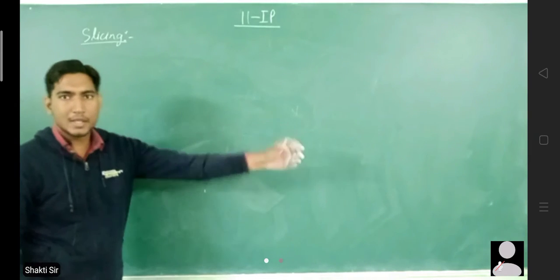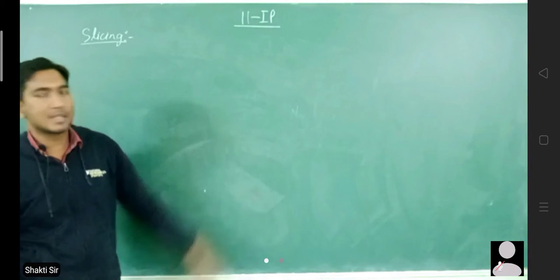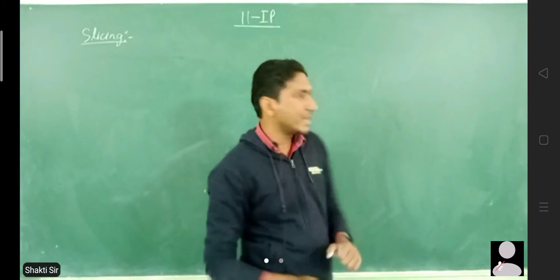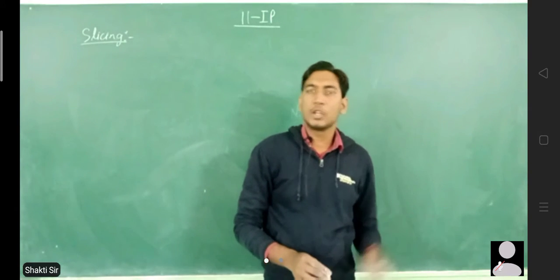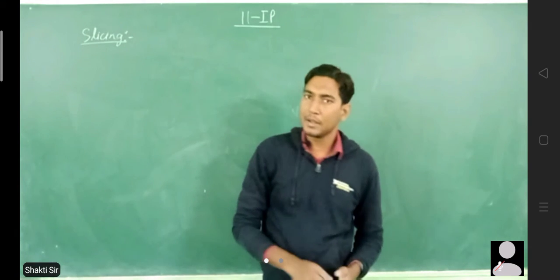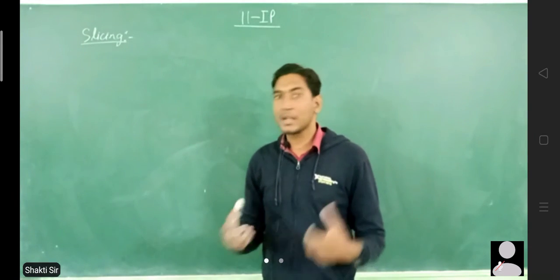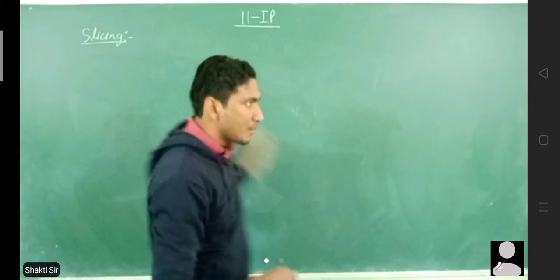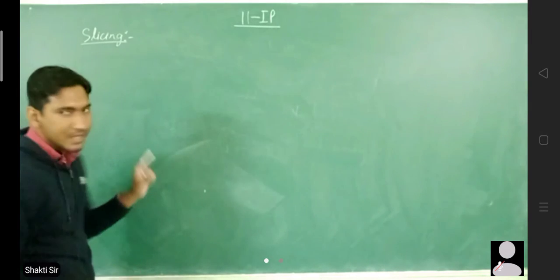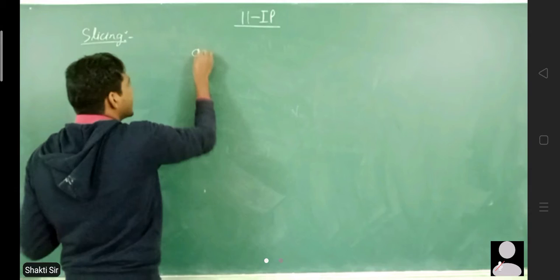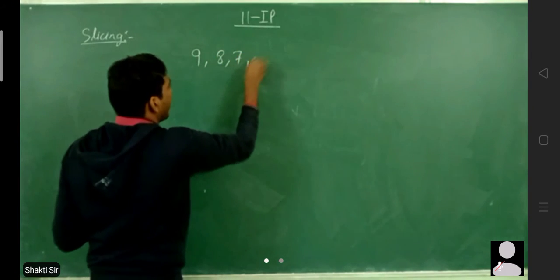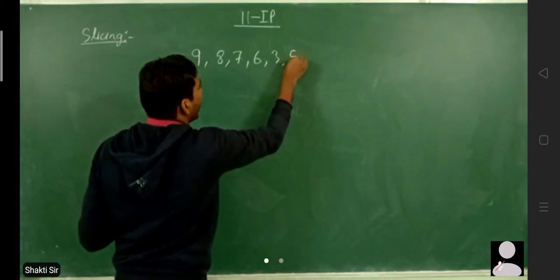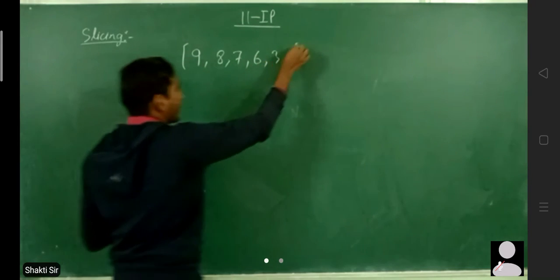So slicing, again, we can use over any other sequence. But yeah, let us see an example of a list. What is slicing basically? Slicing is basically you are given a sequence and you have to cut a slice from a string, or you have to cut a slice from a sequence. Suppose a sequence is given and that sequence is a list. Suppose we have a list 9, 8, 7, 6, 3, 5. Okay, suppose this is a list.